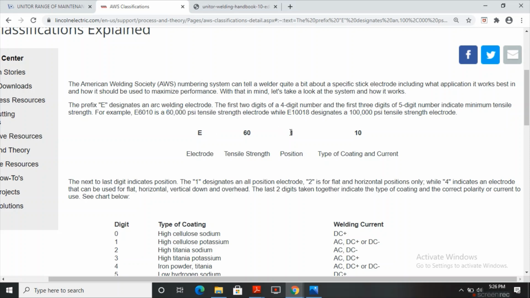Next, the code says 601. The 1 is given by the position. The next-to-last digit indicates the position. 1 designates an all-position electrode. 2 designates flat and horizontal positions only, whereas 4 indicates an electrode that can be used for flat, horizontal, vertical down and overhead. For simplicity, 1 is for all positions, 2 is for flat and horizontal, and 4 indicates flat, horizontal, vertical down and overhead. And the last two digits here are 10.